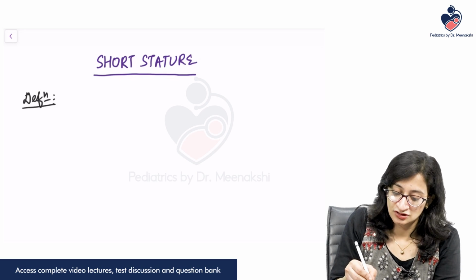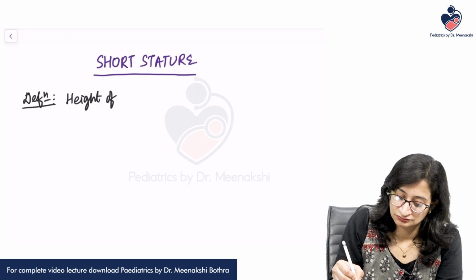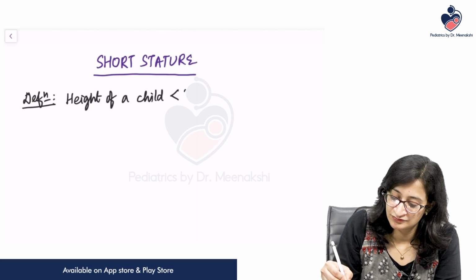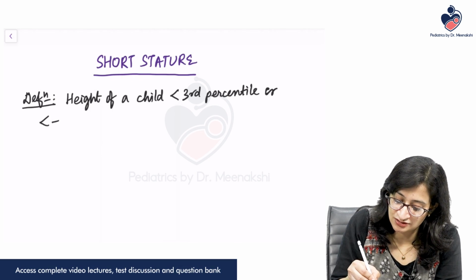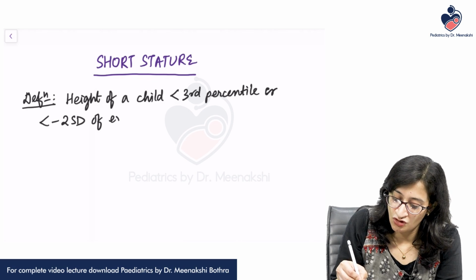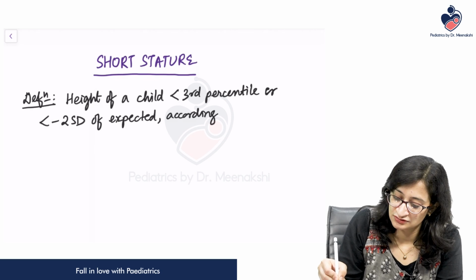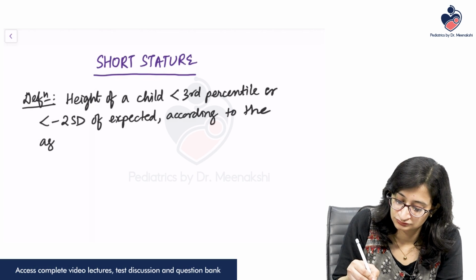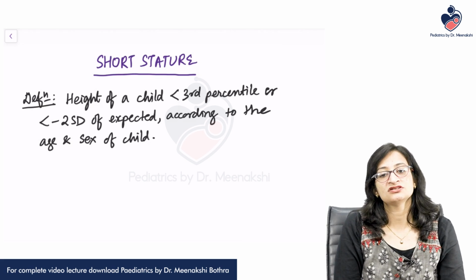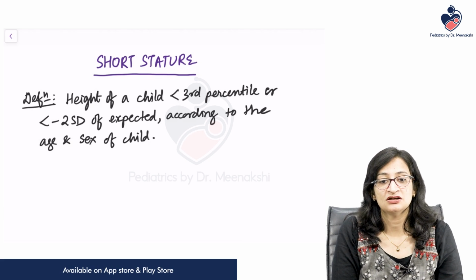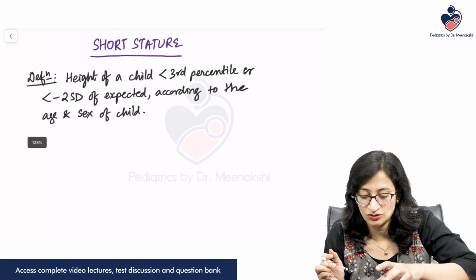So first the definition. Short stature is defined as length or height of a child less than third percentile or less than -2 standard deviations of expected according to the age and sex of the child. Right? So let us see what that means.